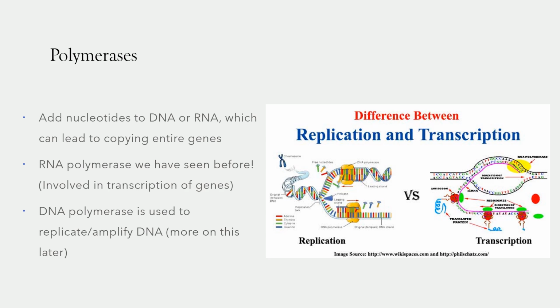Last but not least, we have our polymerases, and hopefully this word is ringing a few bells because we've looked at one before. We've looked at RNA polymerase when we were doing transcription, but there's a whole range of polymerases. The polymerase's main job is that it adds nucleotides, okay? It can do that to RNA through transcription, or it can do it to DNA through DNA polymerase. RNA polymerase, as we know, is involved in transcription to produce RNA. DNA polymerase does the same thing, but its job is to replicate or amplify DNA.